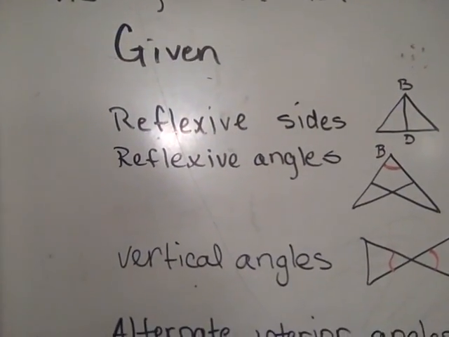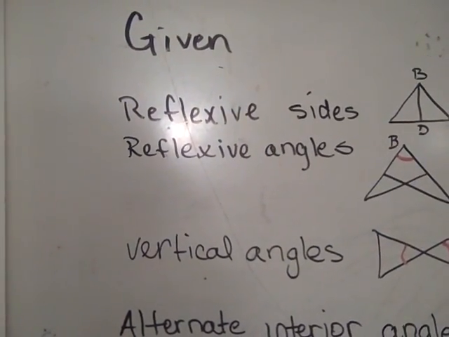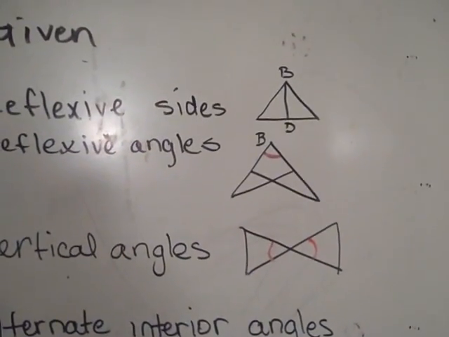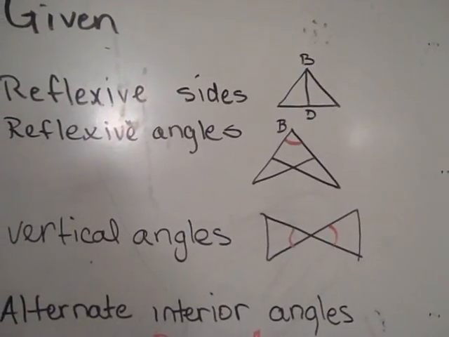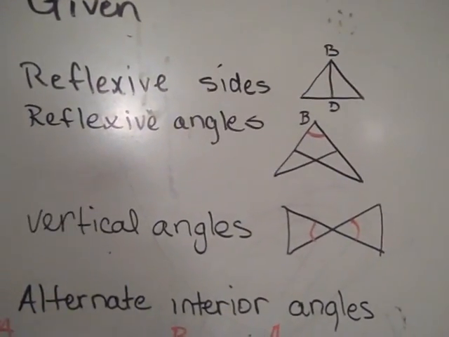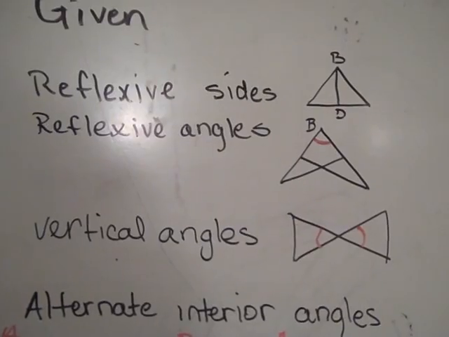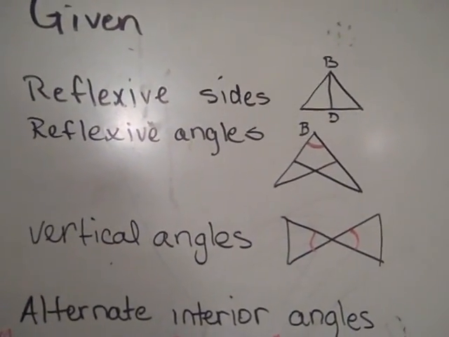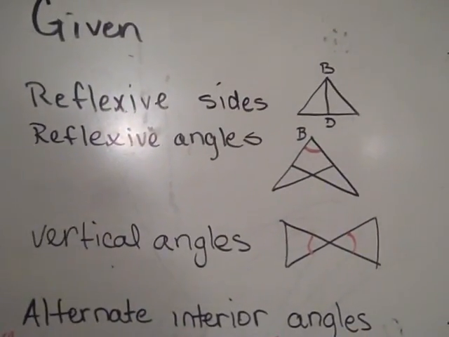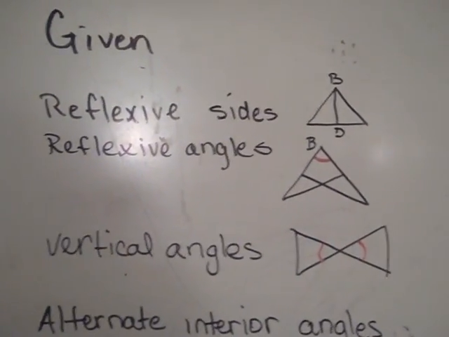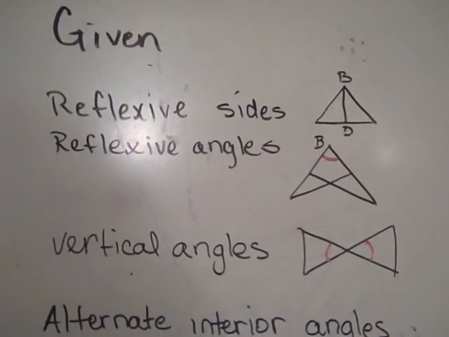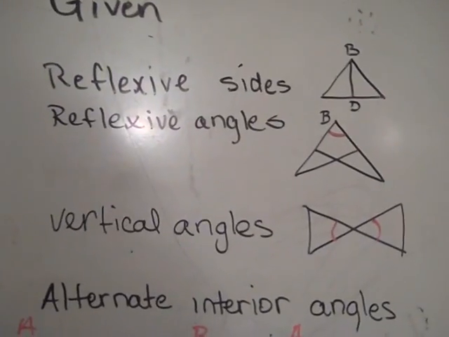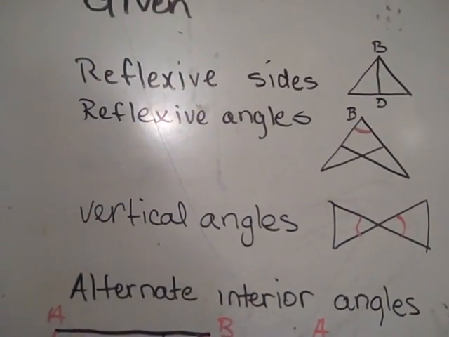Your next visually identified reason is a reflexive side. I've given a visual representation of reflexive side. It's a side that shows up in both of your triangles. And being that that particular side is a part of both triangles, it has to be equal to itself. A reflexive side is something that you have to recognize and that you have to be able to put into your proof. It is not something that's given to you. It's not something that's told to you.